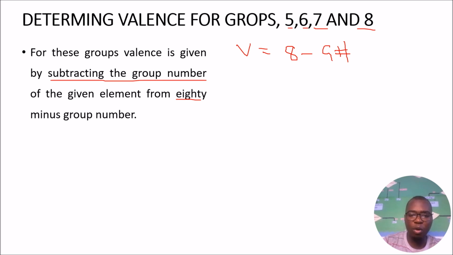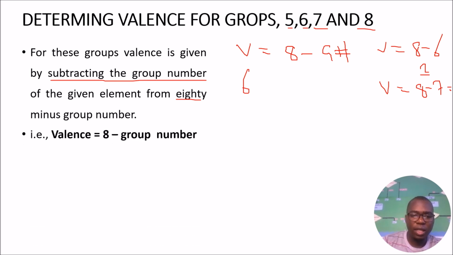For example, if we are looking for something that is in group 6, then valence here will be equal to 8 minus 6, which is equal to 2. If you are looking at the valence of something in group 7, then valency is equal to 8 minus 7, which is equal to 1. Let's look at this one.